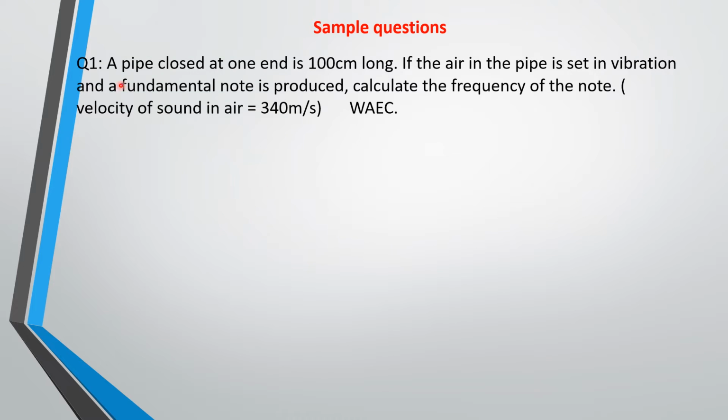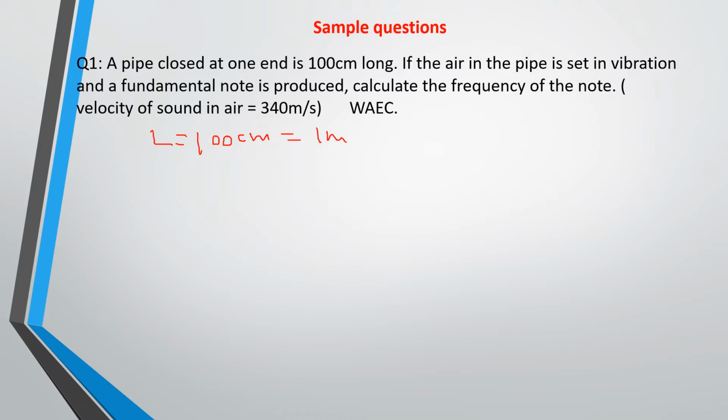The question says that a pipe closed at one end is 100 centimeters long. If the air in the pipe is set in vibration and a fundamental note is produced, calculate the frequency of the note. Velocity of sound in air is 340 meters per second. So for this particular pipe, you are given that the length is equal to 100 centimeters, which is equal to 1 meter.